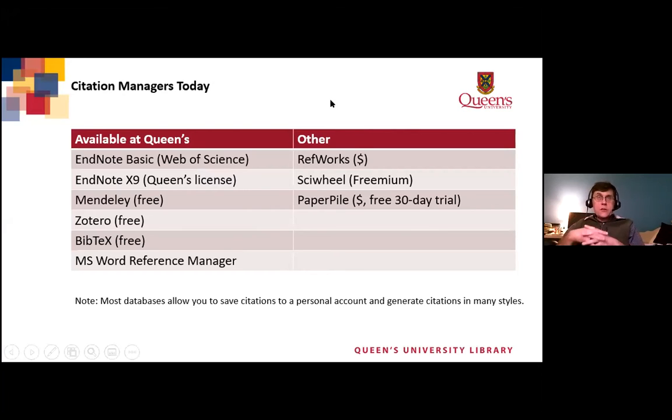So what citation managers are available to you at Queen's? So the ones available at Queen's are on the left side of this slide. So we have EndNote Basic, which actually comes with Web of Science. So we subscribe to the Web of Science database, and built into it is a basic version of EndNote. And so if you go to Web of Science and create a Web of Science account, and then every time you use Web of Science, you log into that account, then you can have access to EndNote and use it to store references from Web of Science.